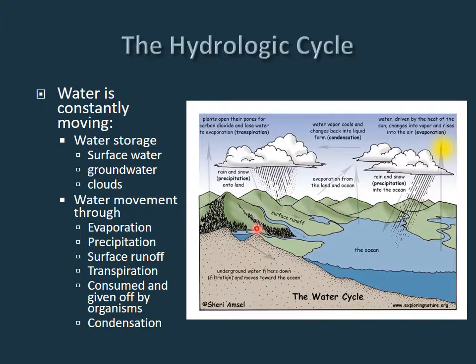Water given off by plants we call transpiration. So plants, as they open up their pores, take in carbon dioxide, they give off water, and that water gets evaporated up in what we call transpiration. Water is consumed by and given off by living organisms. So organisms drink water and then give off water also in their urine. And then water can go through condensation, where water vapor in the air comes back into liquid form.